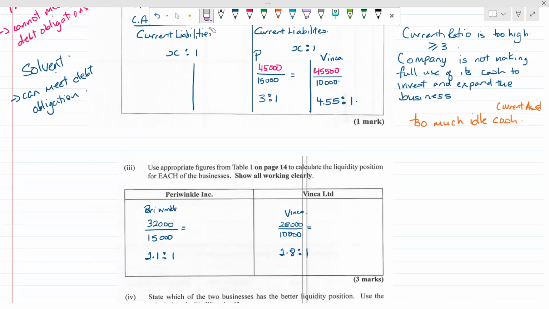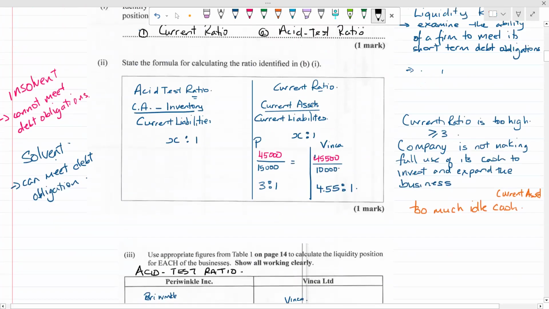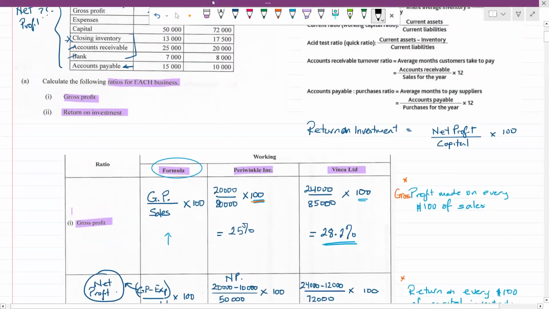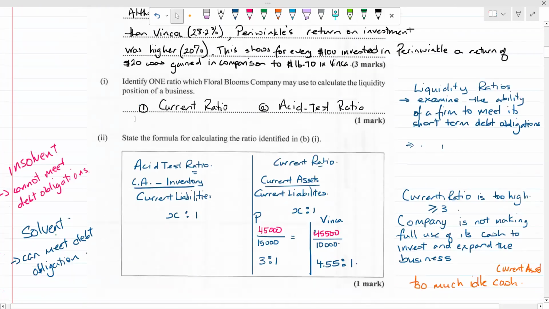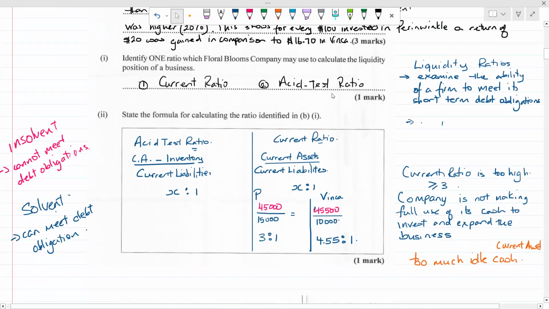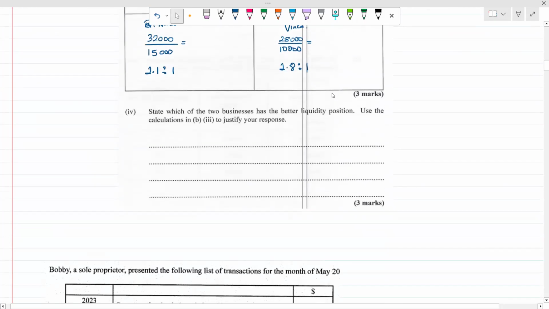So let's see. Asset test ratio is what we use, right? Okay, everybody good so far? Everybody understand? From doing this question, you should have a good understanding of gross profit ratio, return on investment ratio, liquidity ratios, current and asset test ratio. Everybody all right?